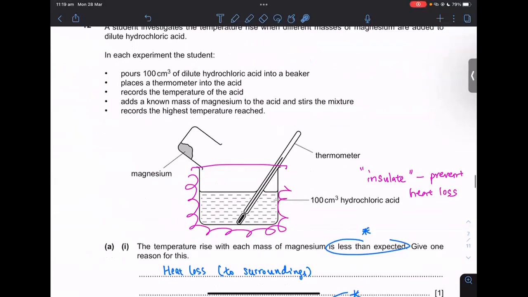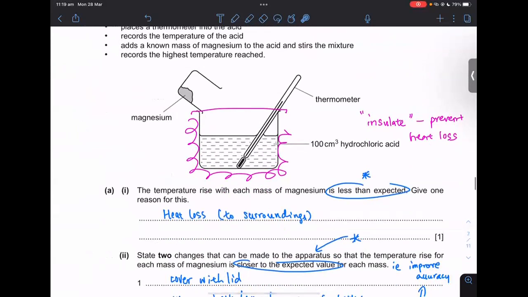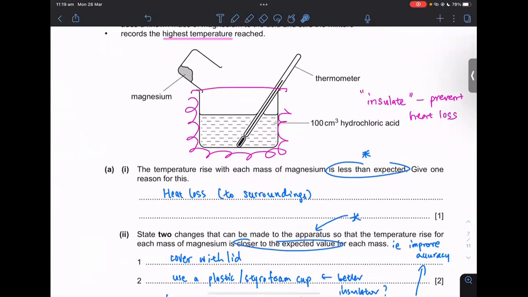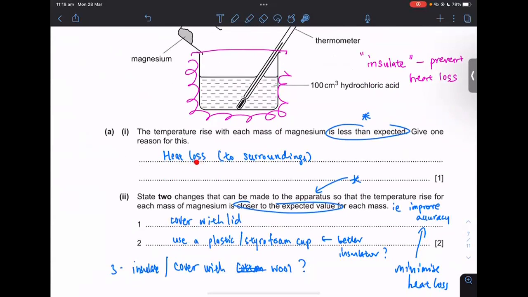Now the next question, this is about heat loss. So this question results in magnesium and hydrochloric acid is an exothermic reaction. That's why there's a highest temperature, because temperature increases. That's how you know that this reaction releases heat energy. And the biggest experimental error is due to heat loss. Why is it not accurate? Why don't you get what you expect to get? Because there's heat loss to the surrounding, number 1 factor.